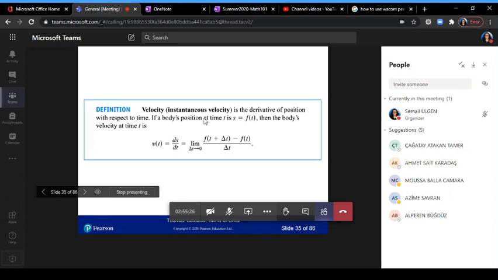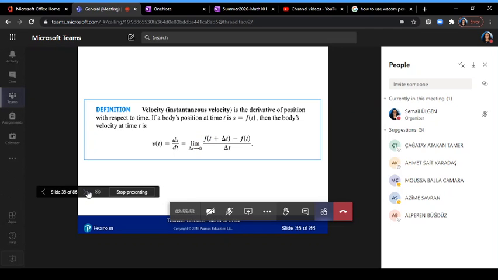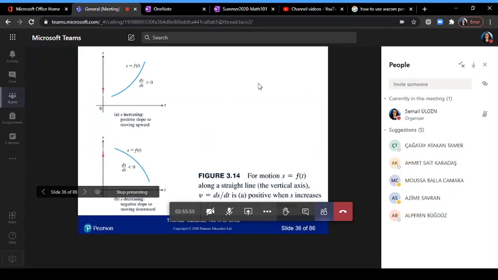So the body's position at time t is s equal to f of t, right? This is the initial position, you can say. And that object's velocity at time t is, you just use this function, form the ratio, the quotient, and then take the limit as delta t goes to 0, the time difference goes to 0, then you're going to get ds dt. Okay, instantaneous velocity.